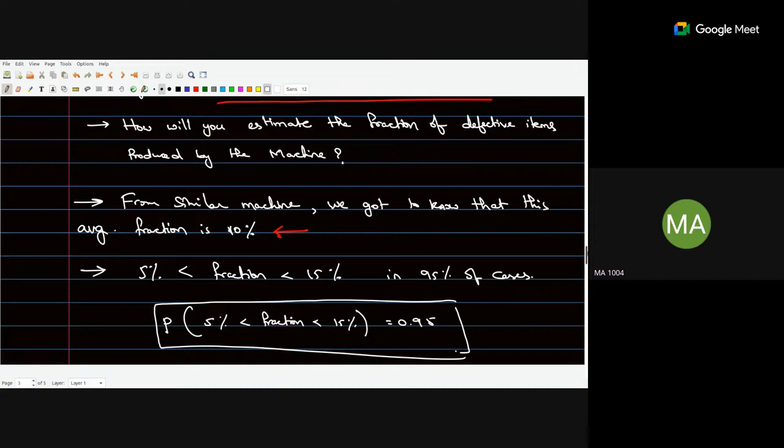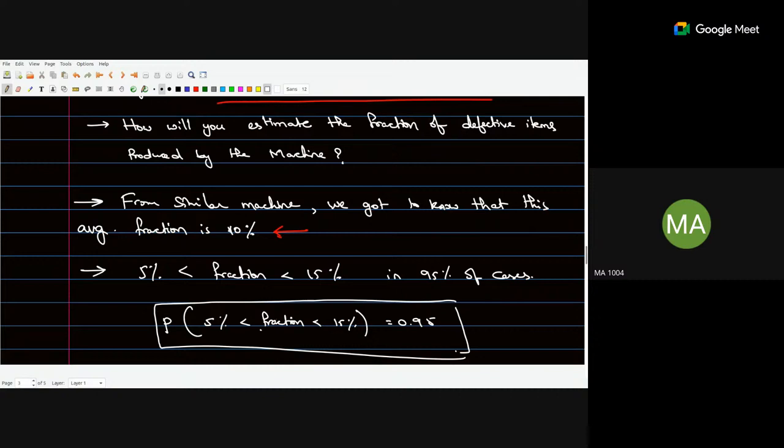And there are 5 machines whose fractions are either below 5% or above 15%. So what this actually tells is that out of 100 machines, 95 will have a fraction between 5% to 15%. It is more or less, speaking in probabilities, the probability that the fraction lies between 5% to 15% is equal to 0.95. So in words, it says in 95% of the cases, my fraction lies between 5% to 15%.